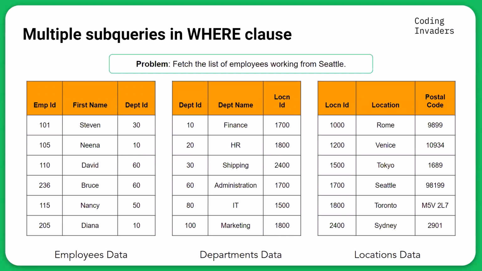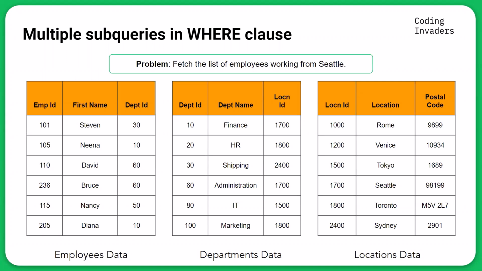We have a problem here that we need to fetch the list of employees who are working from Seattle. Let us consider three tables: employees, departments, and locations. For simplicity, I have considered three columns in each of the tables. So let us see the first table, employees data. It has the employee ID, first name, and the department ID.